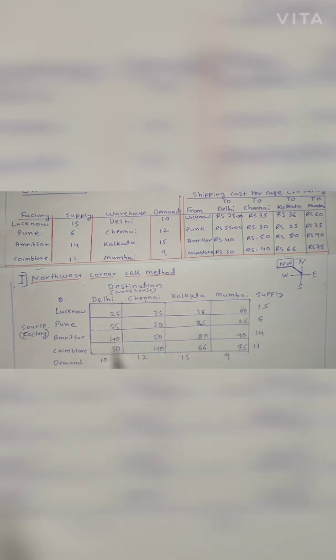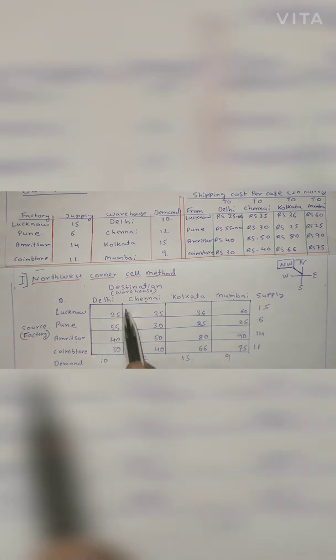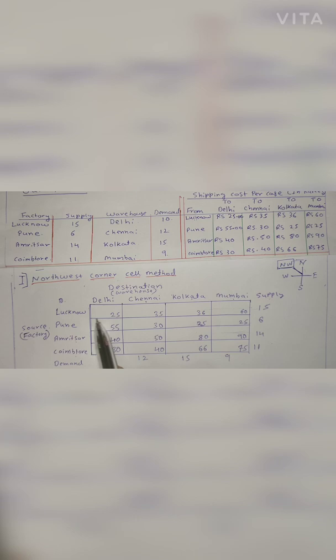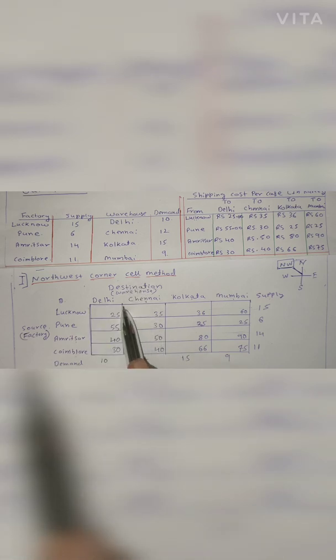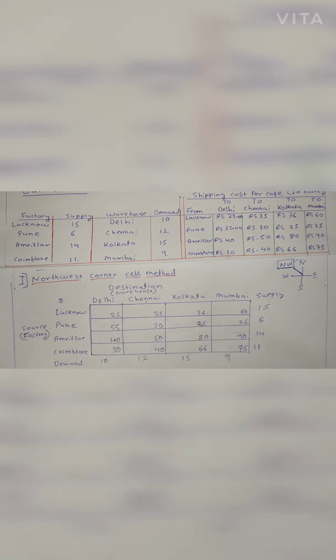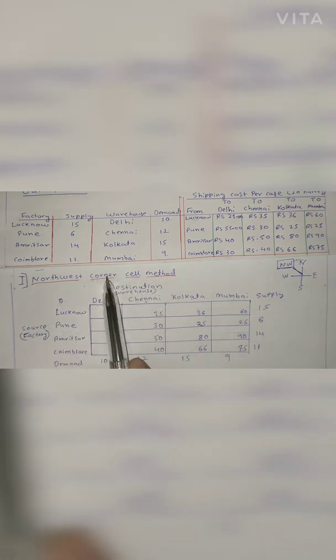In this whole table, the horizontal ones are your rows and the verticals are your columns. Each grid, each box, is called a cell. As the name is northwest corner cell method, here we have to see the northwest corner cell.